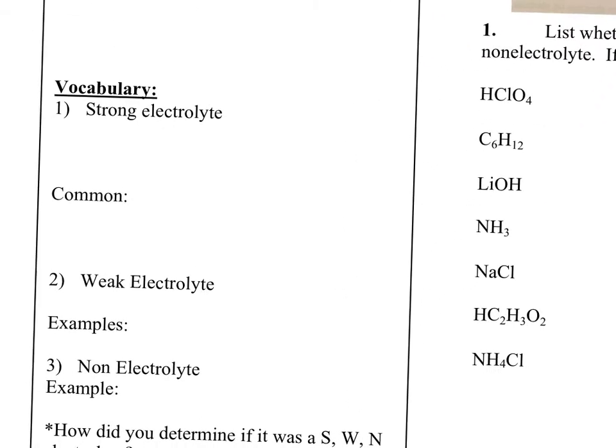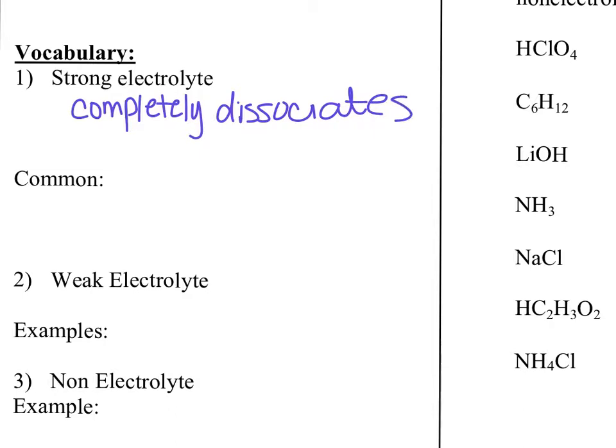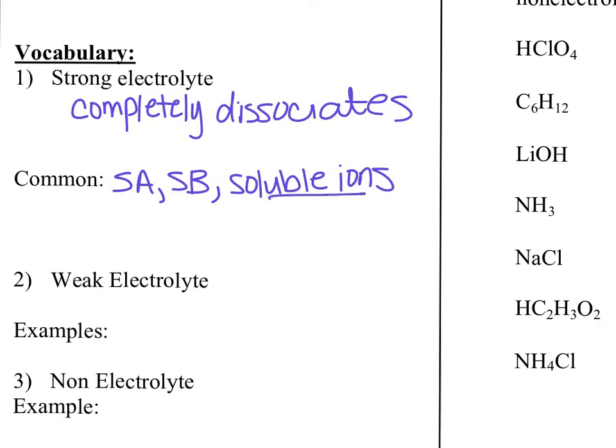Okay, so for strong electrolytes, let's write down just a few things to remind us of the common things. So one of them is going to be your strong acids, right? Actually, let's just put completely dissociates. Okay, so definitely your strong acids and your strong bases, which we'll remind ourselves which ones those are, and then soluble ions. So you got to look at your solubility rules for that.